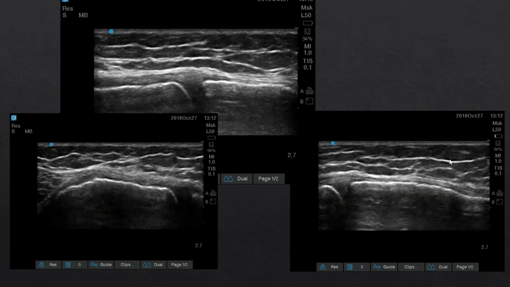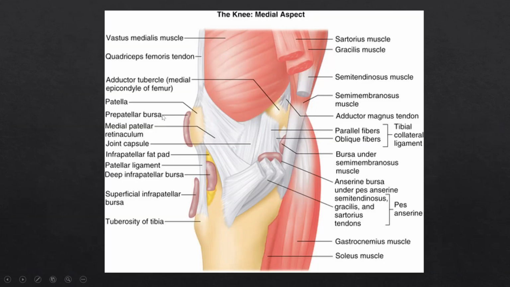So to scan the whole length of the MCL, you actually need 3 images: one in the middle, one at the proximal end, and one at the distal end. Actually, for the distal, I can go a little bit further. If I go slightly more, I will see the insertion of the MCL thinning out as it attaches to the bone. So that's the MCL.